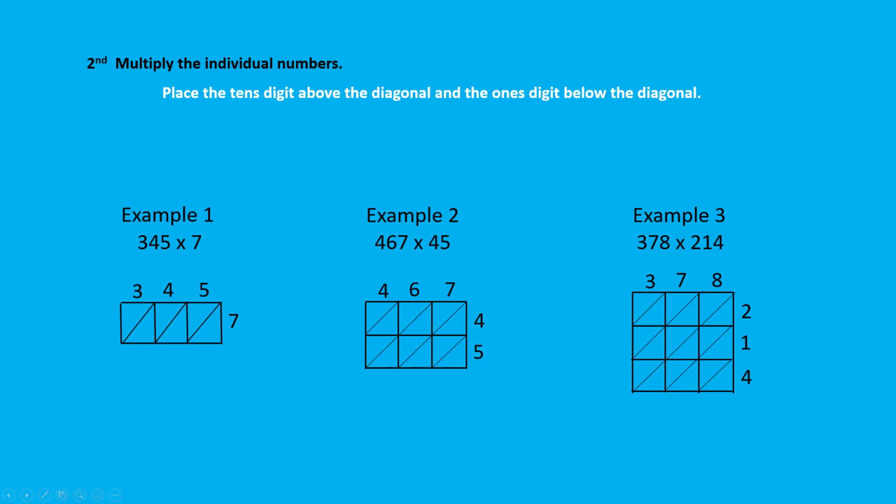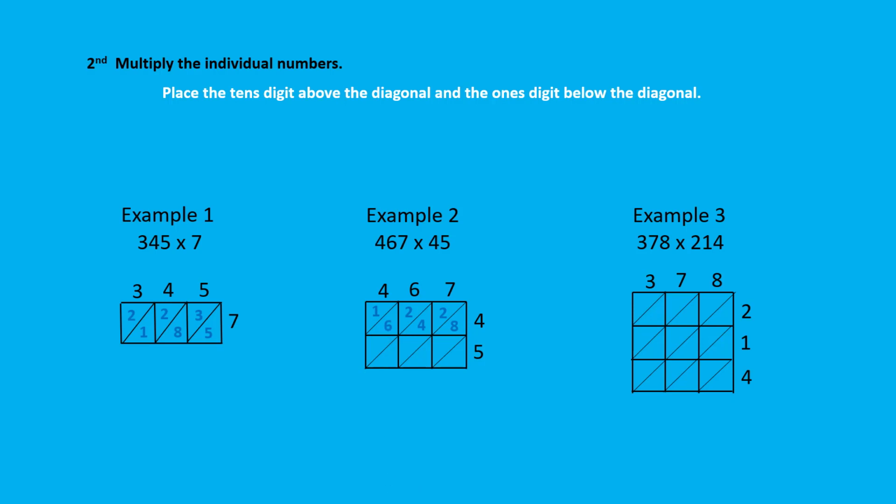So in example 1, 7 times 5 is 35. 7 times 4 is 28. 7 times 3 is 21. So we write those numbers in the lattice. Example 2, 4 times 7 is 28. 4 times 6 is 24. 4 times 4 is 16.